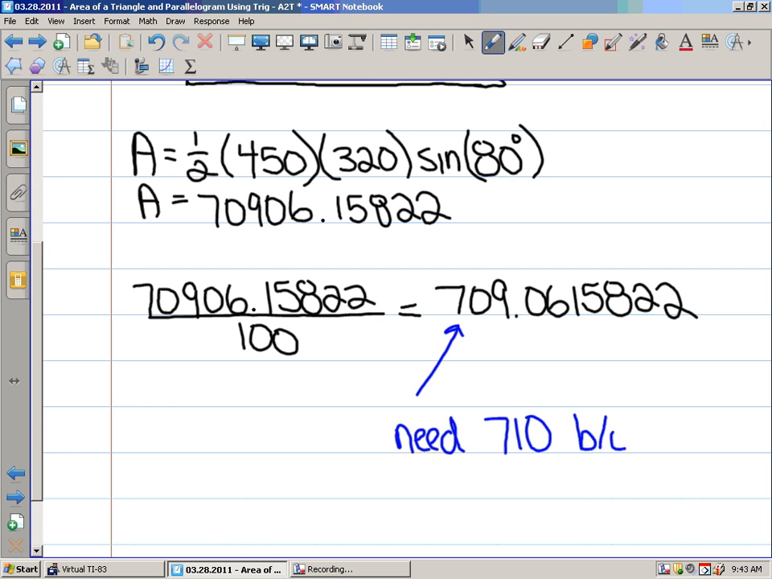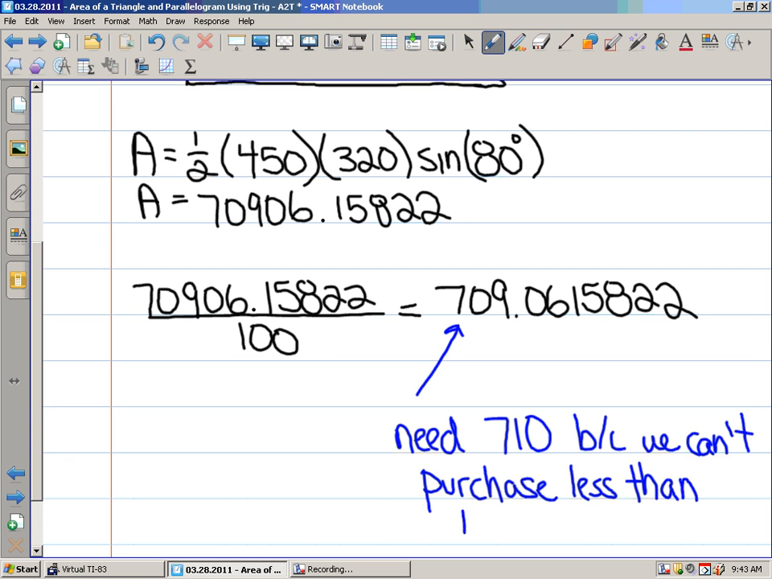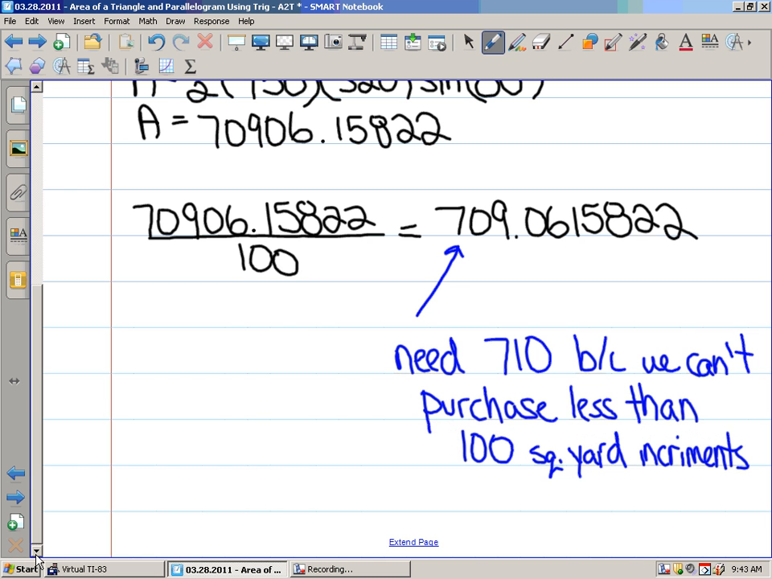Need 710 because we can't purchase less than 100 square yard increments. I think I spelled increments wrong. Isn't that true? Who's a good speller? I think so too. I was looking at that. And I'm a horrible speller, but I'm getting better. Increments.